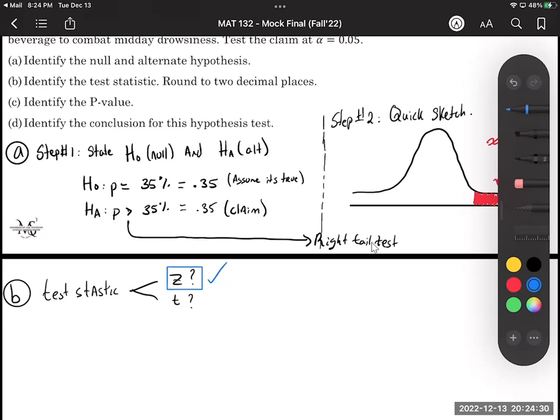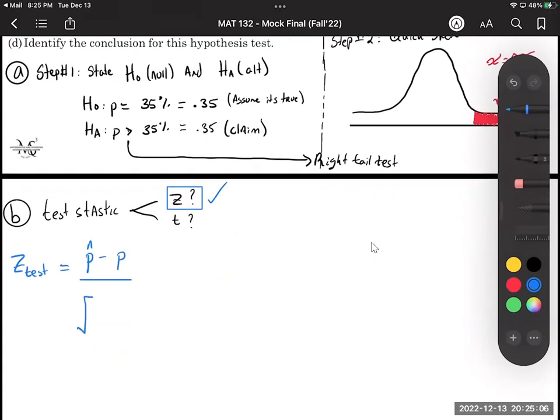Why? Because I told you earlier that we're going to use the Z table for problem 8. No, there's a little bit more backstory to it. But in short, because we're dealing with proportions, you use a Z test. That's right. It's one population. So I'm going to call this Z, our test statistic, Z test. The formula states that Z test is equal to p hat minus p over the square root of p times q divided by n.